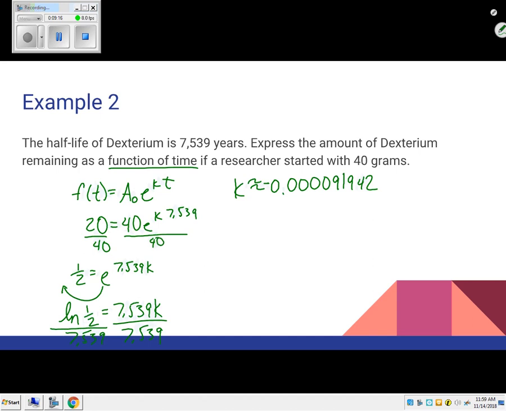Like I said, that's the meat of the problem. Plug this K back in right here with your initial amount, and we get our final answer. Switch color so it stands out a little bit. So as a function of time, if I start with 40 grams, it is going to decay. And notice it came out to be negative because it's going down. Like I said, it was automatically going to come out for us. And this would be my answer.